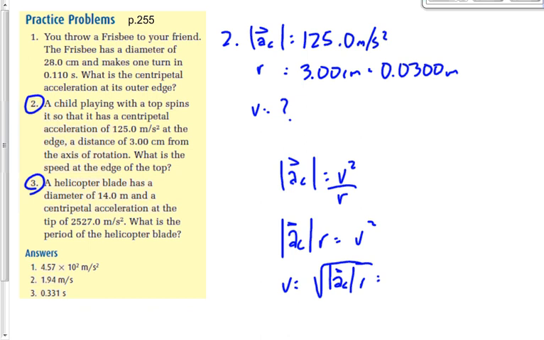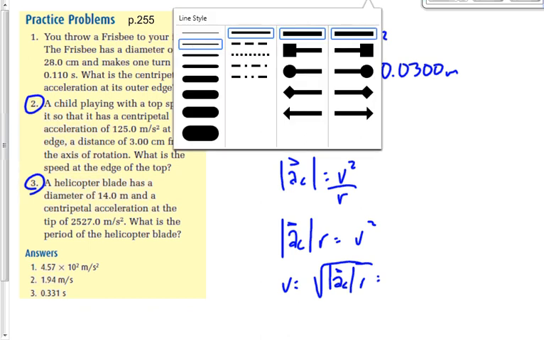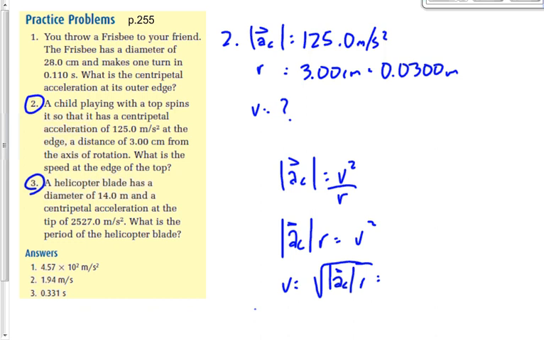So let's do that math now. a is 125. r is 0.0300. Let's square root that. And when we do that math, we should end up getting 1.94 meters per second.